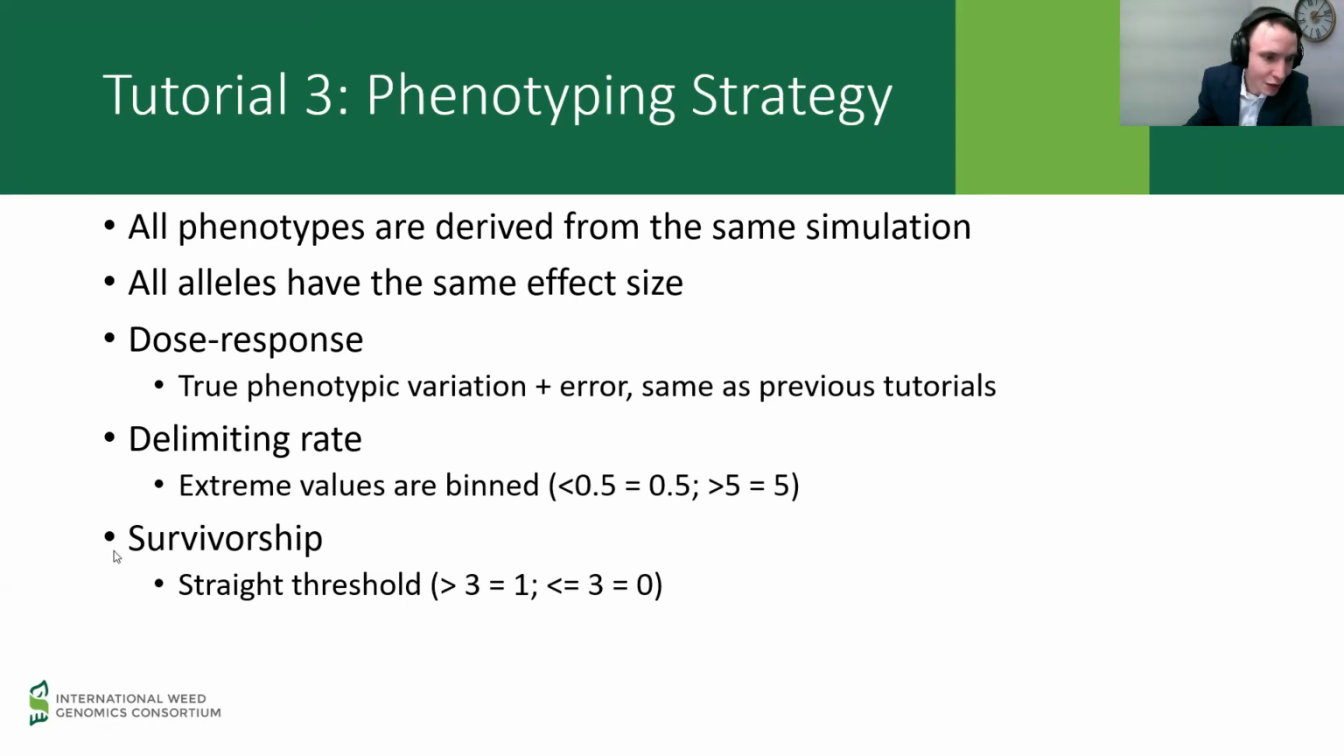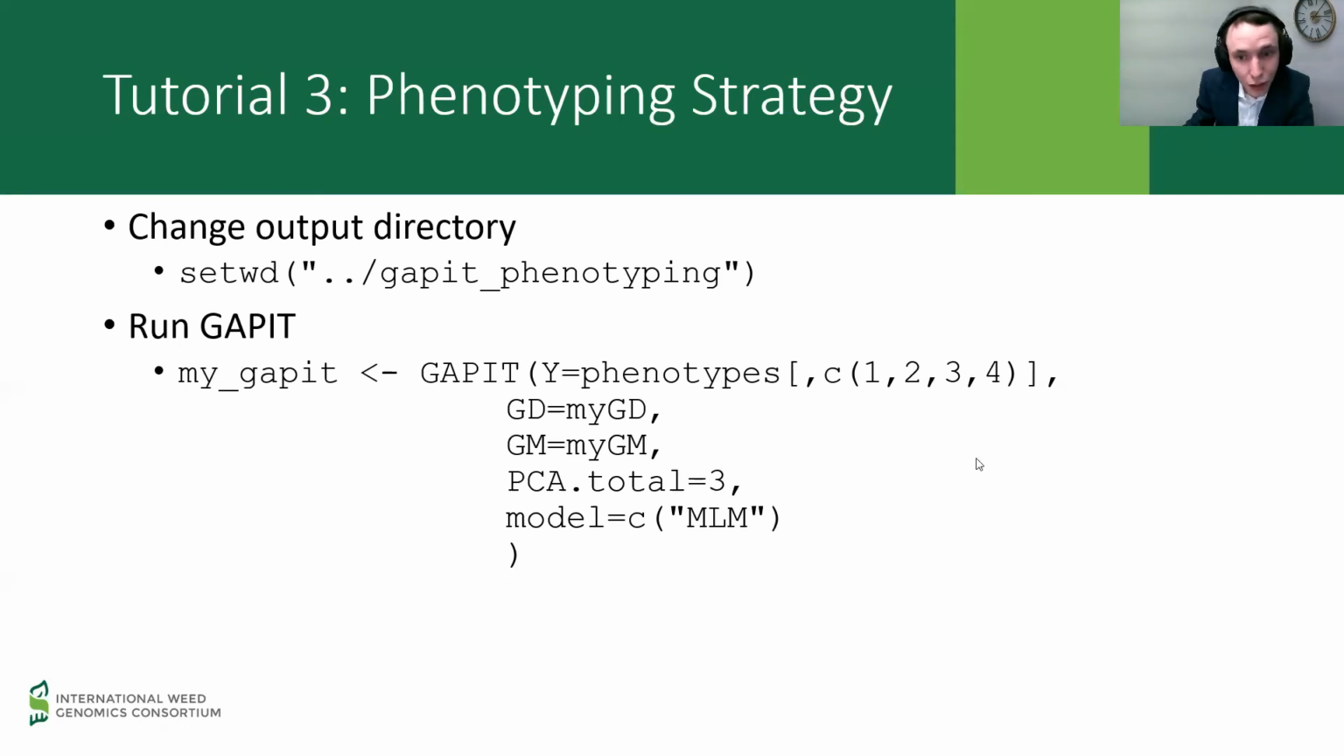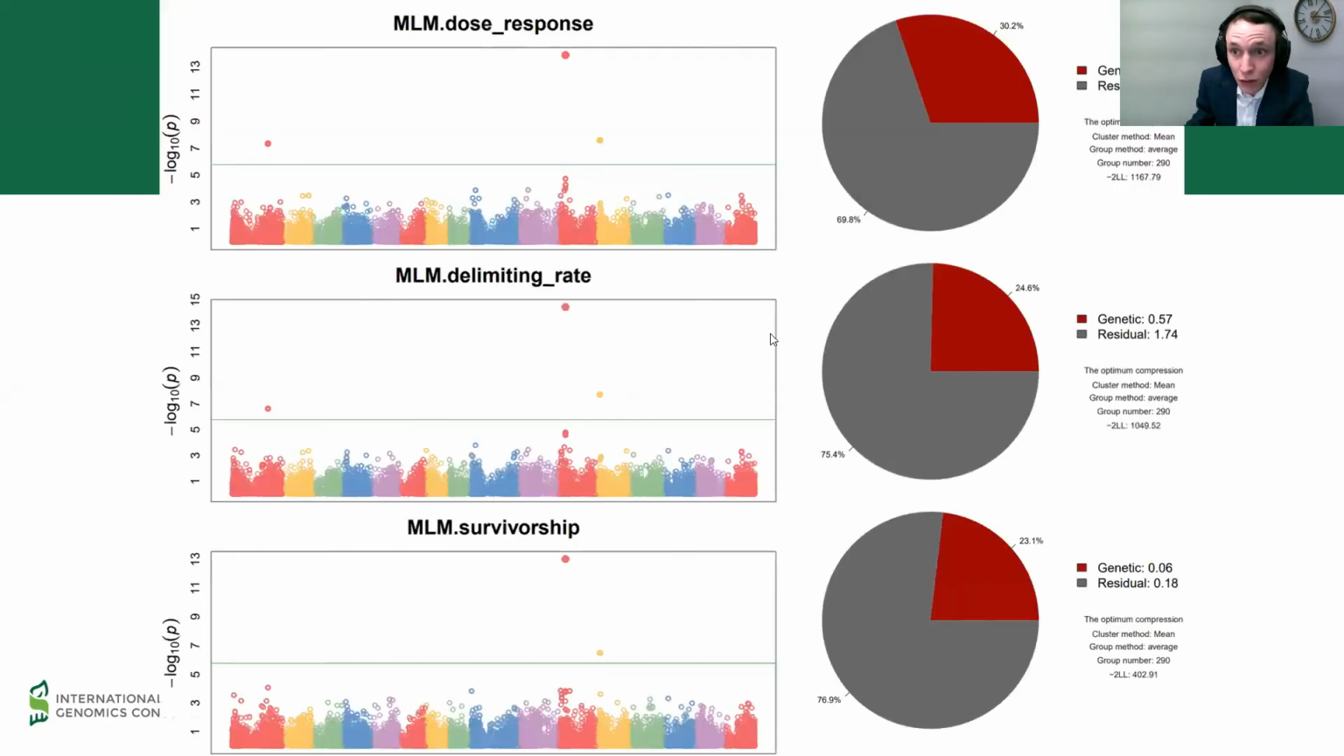The final one is the easiest one to phenotype, but maybe the least informative: survivorship. You take a discriminating rate, you spray your population, you say this plant lived, this plant died, and you don't take any other measures beyond that. Simple. If it's sufficiently sensitive, it died. If it's sufficiently resistant, it survived. Once again, code to run the GWAS, press the GWAS button, same as before, make a new directory so it puts the output in a different folder, and look at the result.